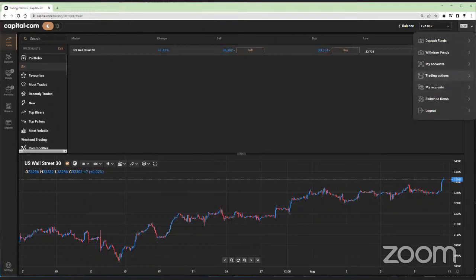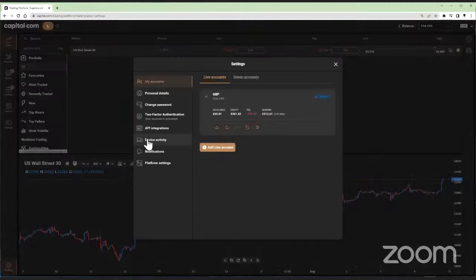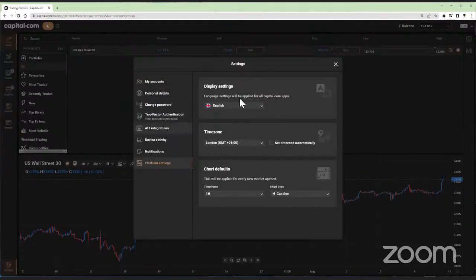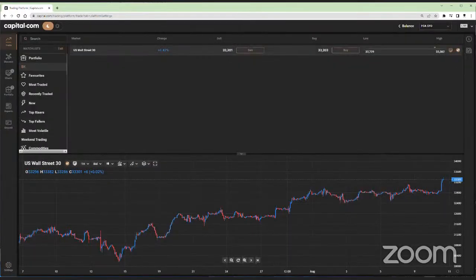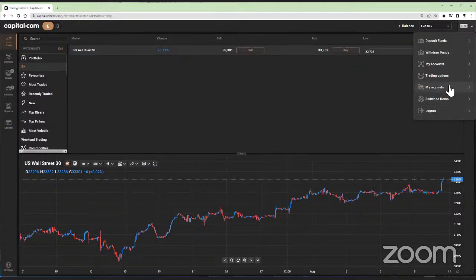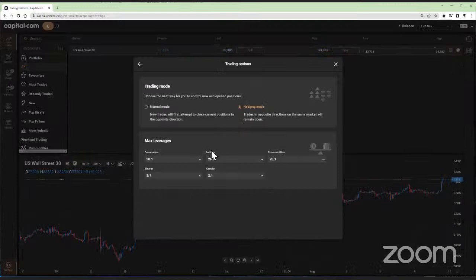You could go back here. I think it's under my account. No, not there. Is it platform settings? Not there. Let's go back here. Trading options, I think it was. Yes. So you could amend your leverage here as well. It depends on your risk position or your risk size. So you don't have to take heavy leverage.